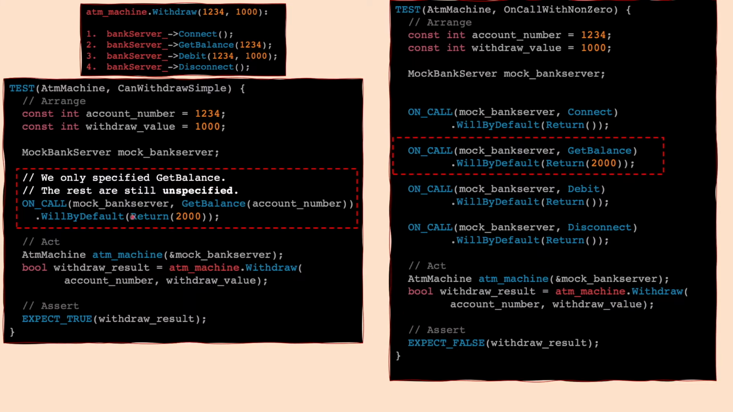Now let's look at this case where we actually specified what should happen for getBalance and return 2000. Therefore, the result of the test is true. However, we didn't specify anything else, which is equivalent to actually having the onCall macro, but specifying what the default value would do. So you can either include this default behavior or not include the default behavior.